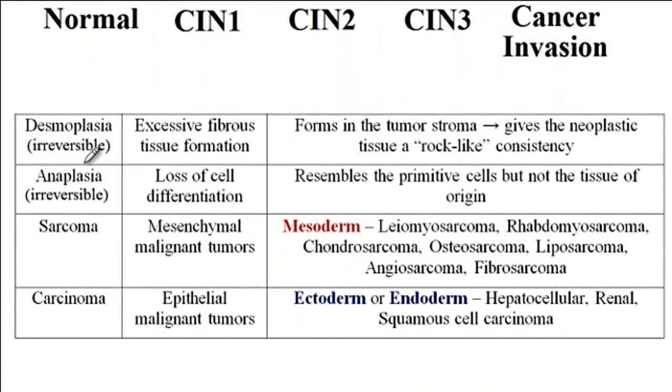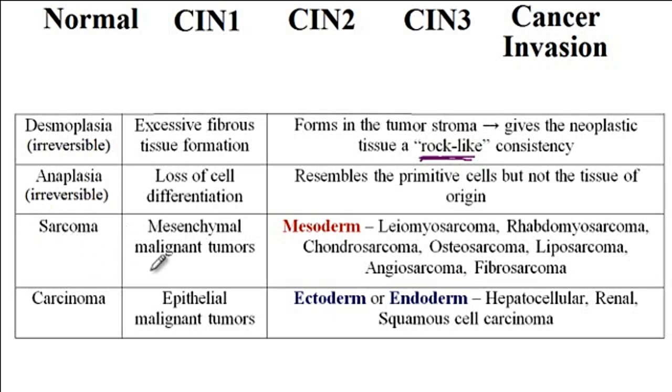Desmoplasia, which is an irreversible process, and in this condition there is excessive fibrous tissue formation, as a consequence of which it will give the neoplastic tissues a rock-like consistency. Anaplasia is also an irreversible process where the cells will lose the ability to differentiate. Now, there are two forms of malignant cancers for which you will have to be familiar with the term.